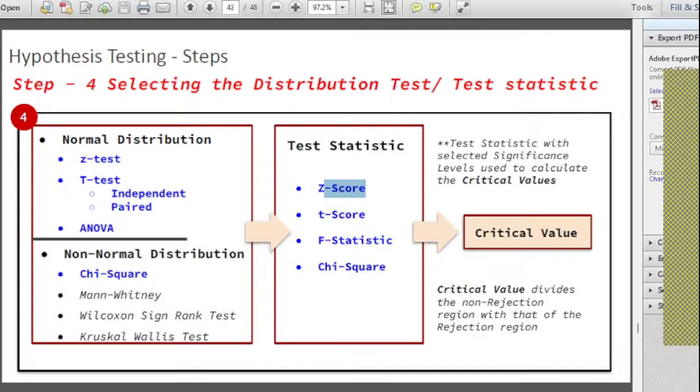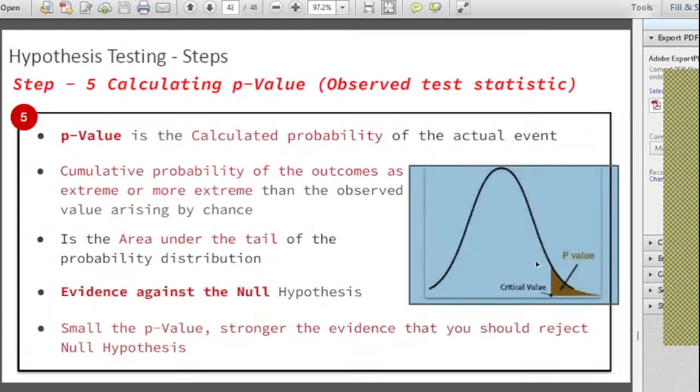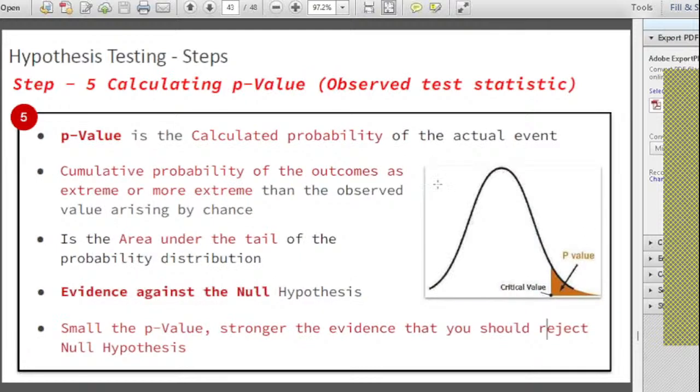I'm going to show you one example. How do we take a decision manually? So from these tests, we get something called a critical value. Using these test statistics along with the significance level, we get the critical value. And then that critical value we compare with the p value, right? So what is this p value now? Let's understand this p value.